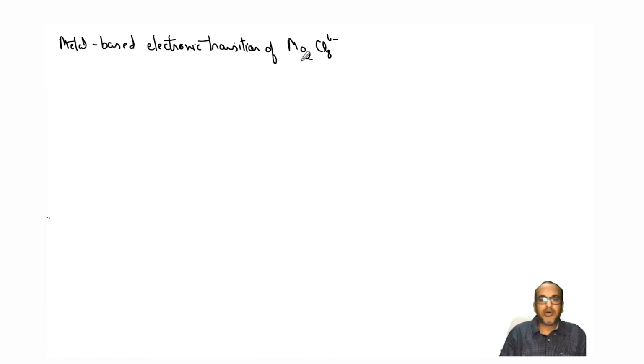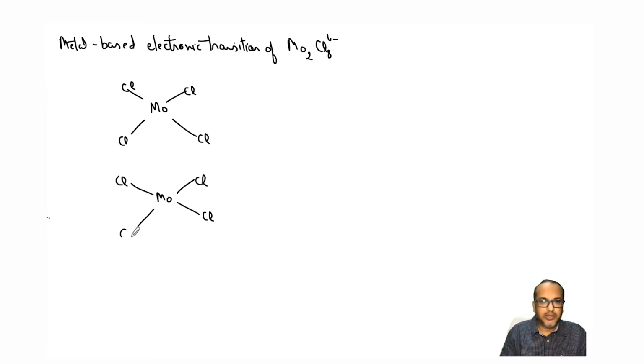So first of all, the structure of the molecule is given, which is Mo, and this will be Cl, Cl, Cl, and then you have another one. It's like a sandwich. So you have two planar molecules, and then there is a metal-metal bond over here in between. Okay, and the whole thing has 4 negative charges.